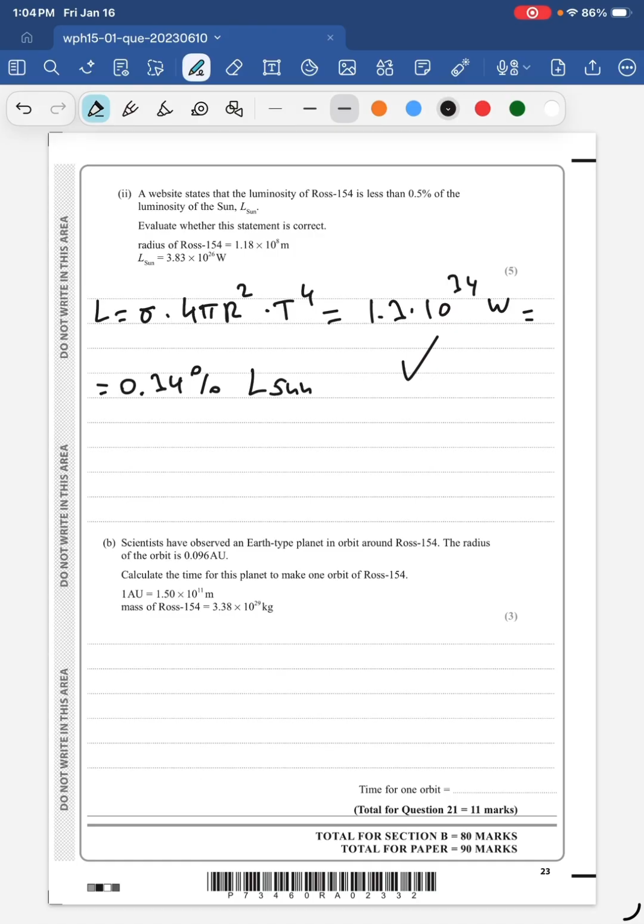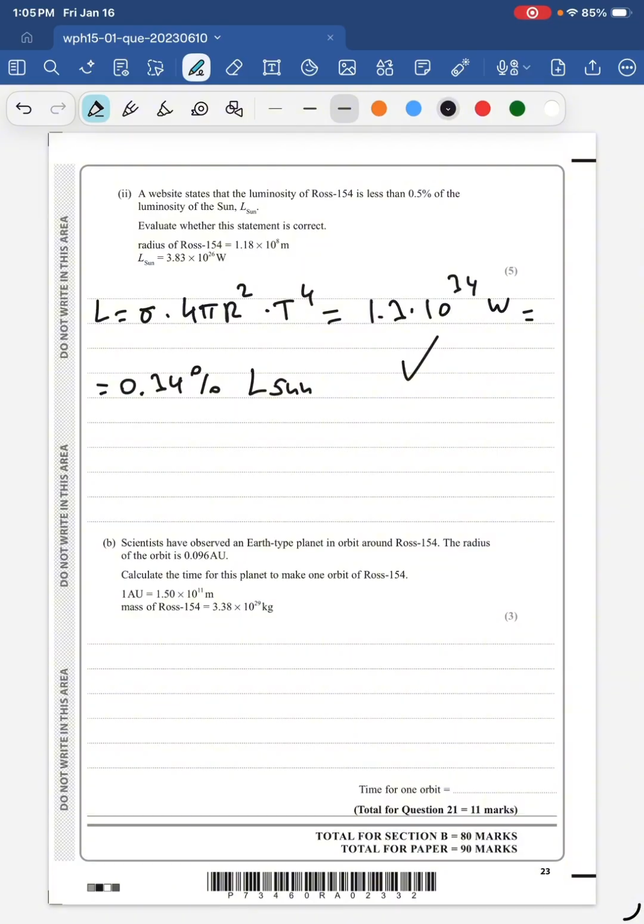And part B, which is the last question of this test. Scientists have observed an Earth-type planet in orbit around Ross 154. The radius of the orbit is 0.096 astronomical units. Calculate the time for this planet to make one orbit of Ross 154. And they give you that 1 AU is 1.5 times 10 to the 11 meters, and the mass of Ross is that. So, all right, let me think.